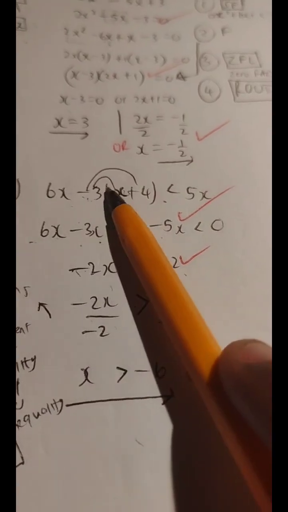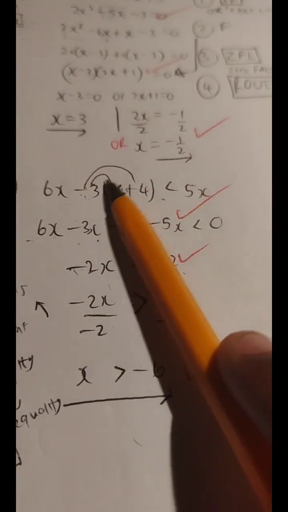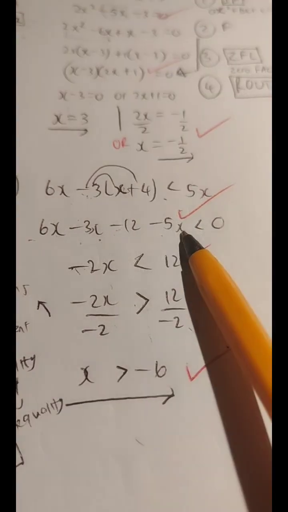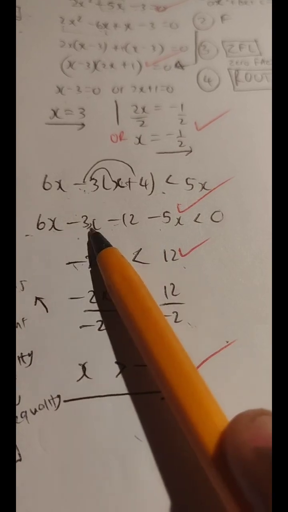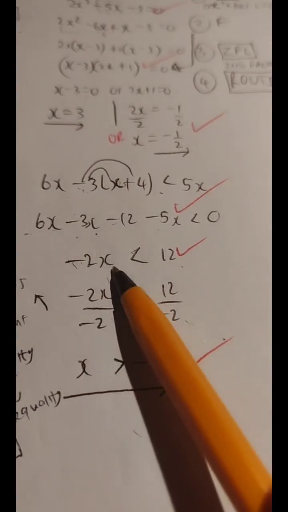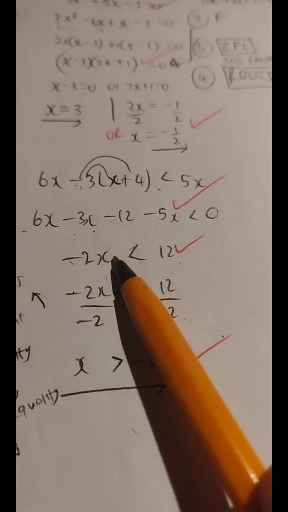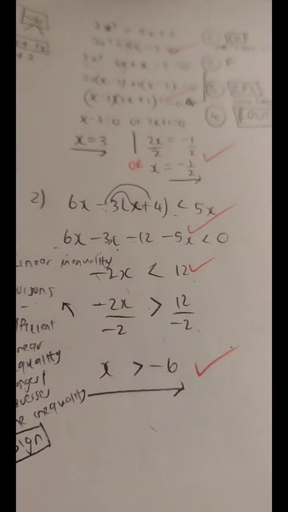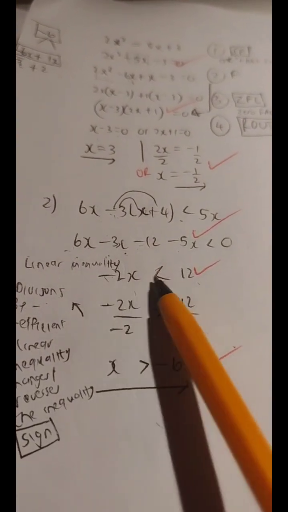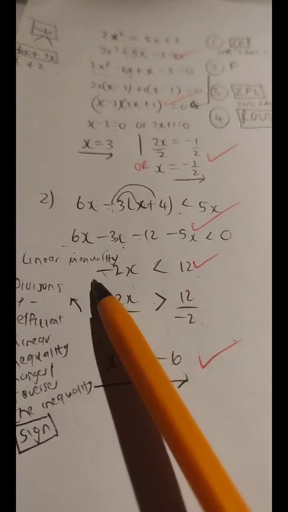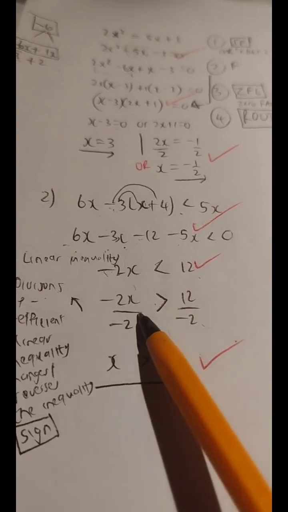6x is a standalone term. Take negative 3, distribute it, you get negative 3x. Take negative 3, distribute it, you get negative 12, minus 5x less than 0. You then add the like terms. What's 6x minus 3x? It's 3x. What's 3x minus 5x? Negative 2x. You isolate negative 2x on your left because this is a linear inequality. Just like linear equations, in linear inequalities you seek to isolate the variable x. So we have negative 2x less than 12. You want to get rid of negative 2. So what do you do? You divide by negative 2.